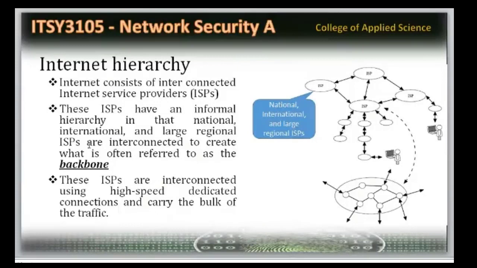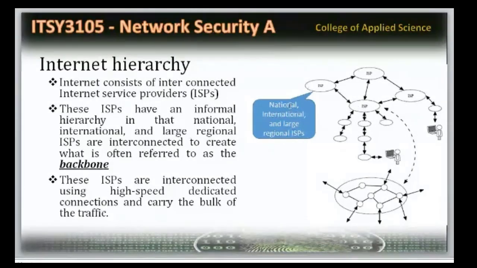For example, in Oman we have only a national level ISP, which means Omantel covers the entire country. But in India it is not like that. In India, they have at least some 10 to 15 small ISPs, called regional ISPs. The regional ISPs will be connected with the national ISPs, and the national ISP will be connected with the international internet service provider. So they have a hierarchy.